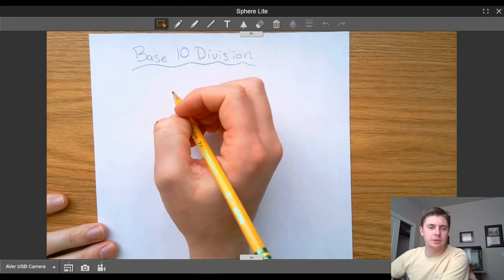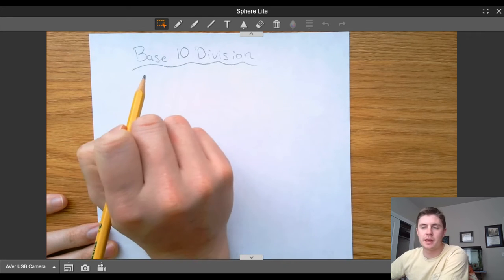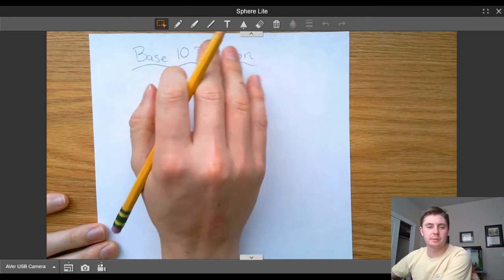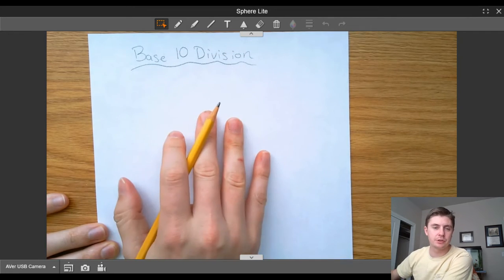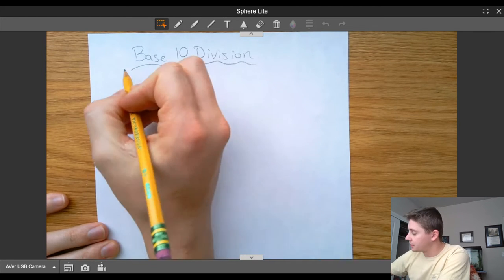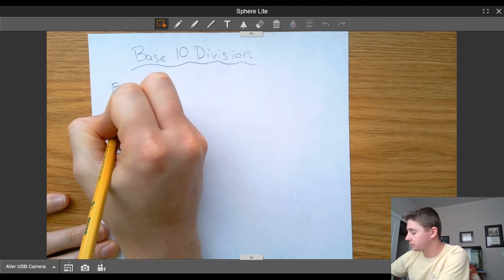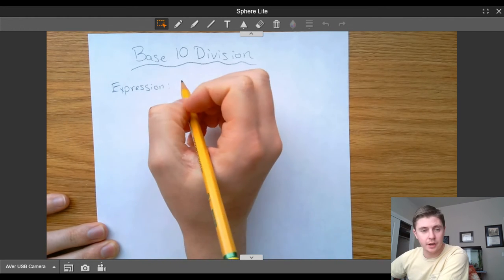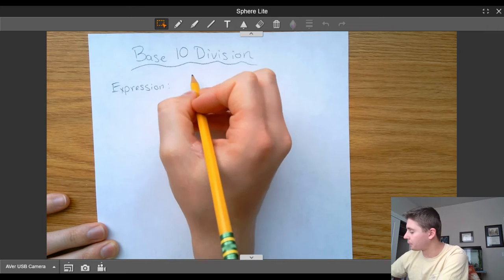Hi, today we're going to look at how to divide using the base 10 division method. This is going to be the explanation as to why long division works, so it's going to be a little bit more geometric than it is going to be algebraic. Today we're going to look at the expression 376 divided by 14.